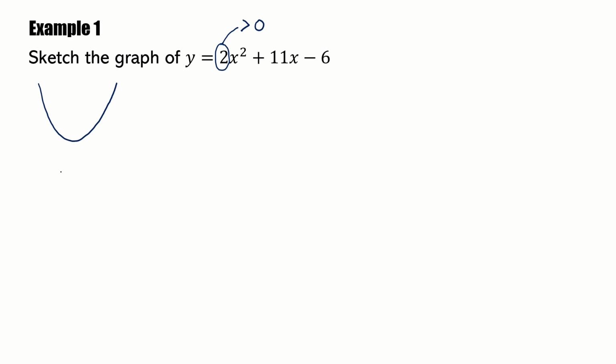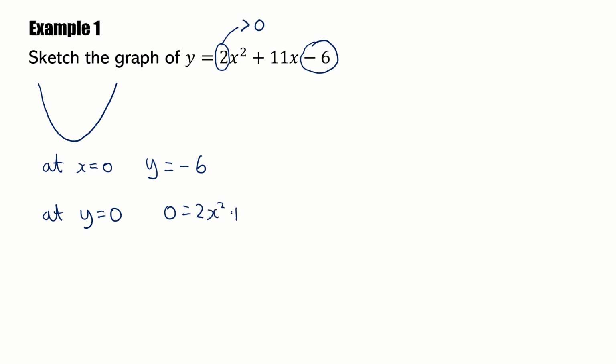We know the y-intercept can be found by plugging in x equals 0, or just simply realizing it's going to be the number on the end. For quadratics, that won't always be true for all types of graphs. And then we also know we can find x-intercepts by plugging in y equals 0, which will lead to the equation 0 equals 2x squared plus 11x minus 6.